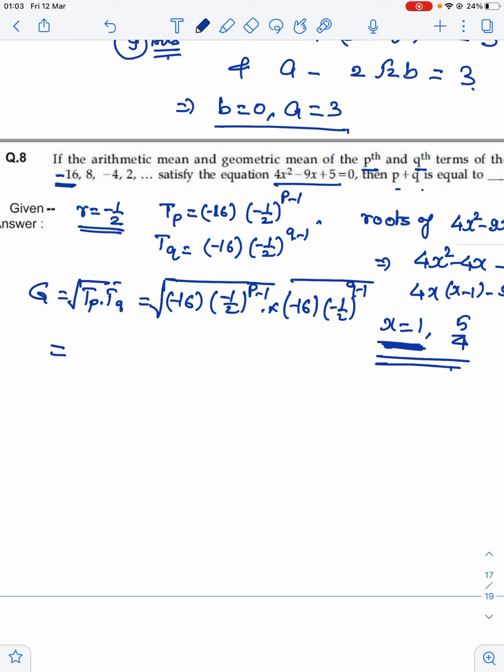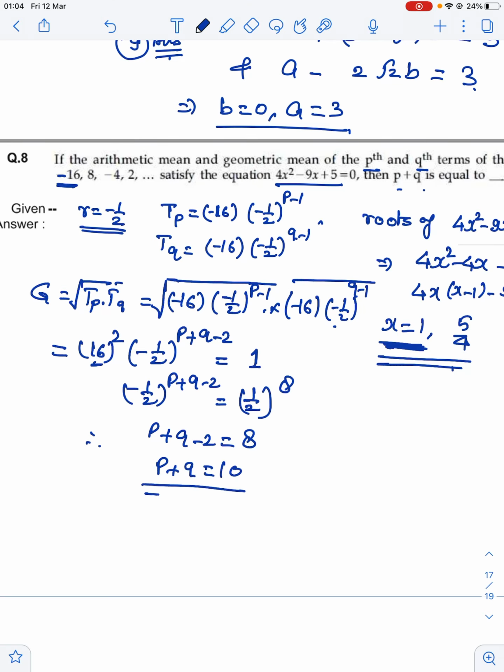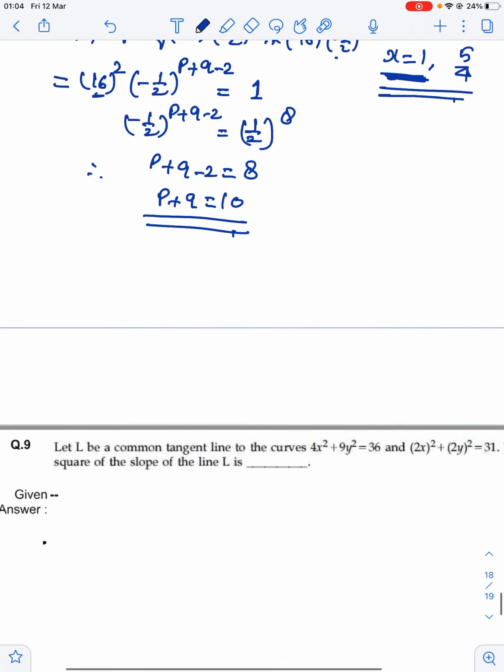This is the possible value of this geometric expression, because it is only in terms of powers of 2. There is no possibility of 5 coming. So this term is 16 square and minus half to the power p plus q minus 2, which has to be equal to 1 according to the condition. So this is minus half to the power p plus q minus 2, and 16 square is 2 to the power 8, which goes to this side, 1 upon 2 to the power 8. This is only possible when p plus q minus 2 is equal to 8, hence p plus q is equal to 10. This is the value.